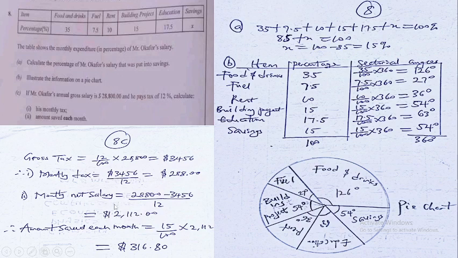Then if this is what he made in a month, the amount he saved each month is 15%. He saved 15% of his salary each month, as you have seen here. So 15% of this amount he made in a month is going to be saved. So 15 over 100 times 2,112 will give us $316.80. So he is going to save this amount of money on a monthly basis.